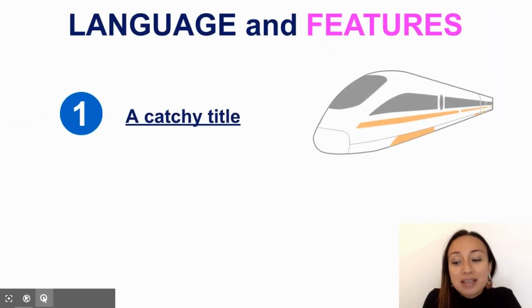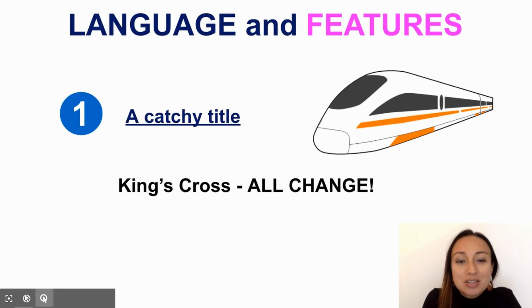So an important thing to have in an article is firstly a catchy title. So this article is called King's Cross All Change. It's important to have a catchy title because you want to grab the attention of the reader straight away and hopefully get them interested to read the rest of your article.